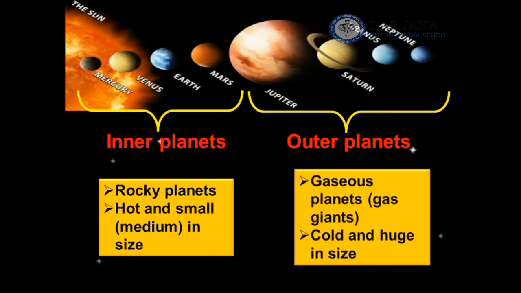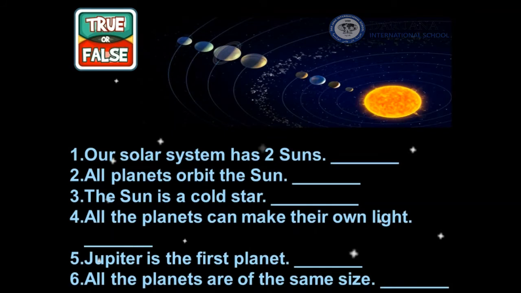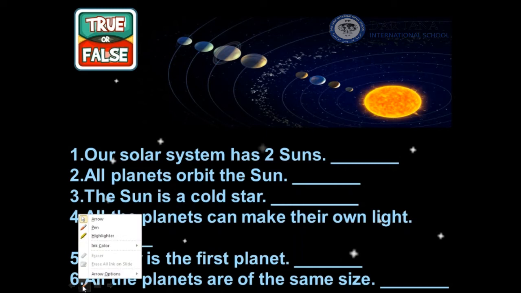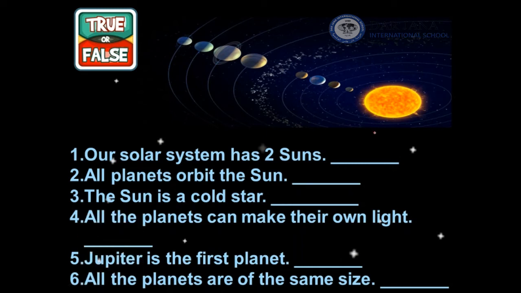Whereas the outer planets are made up of gas, we call them gaseous planets or gas giants, simply because they are so big, they are huge in size, and they are considered to be cold planets. Now let's make true and false. And we can refer back to the picture just to help us more.